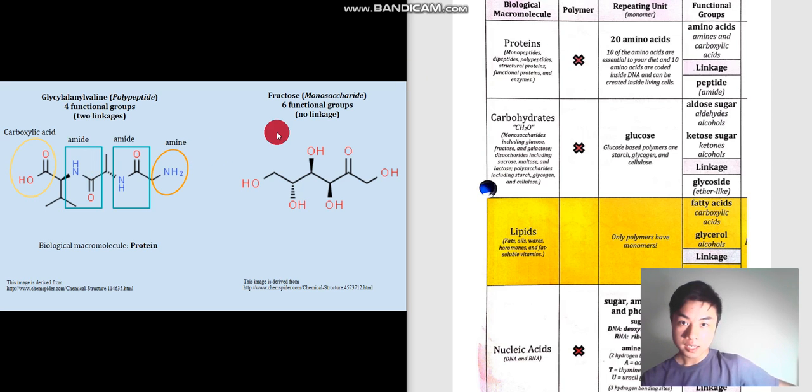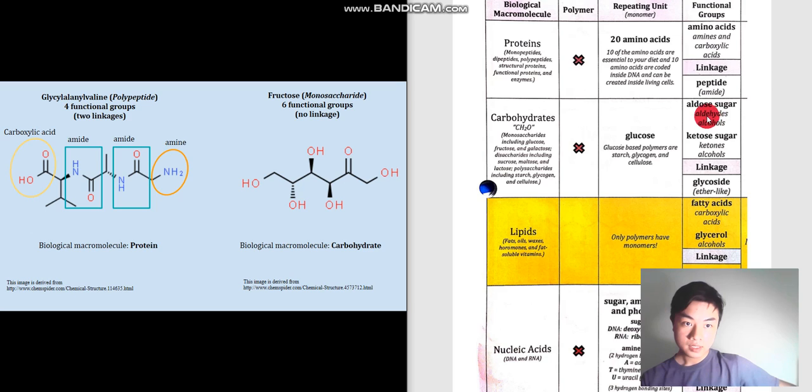So onto our second example, it tells us that it is a monosaccharide. And in the chart over here, it explicitly tells us that a monosaccharide falls under the category of a carbohydrate. And so we're going to label the biological macromolecule as a carbohydrate. And so next, we're just going to label all of the 6 functional groups in here. It tells us there are no linkages, and so we don't really have to worry about that.